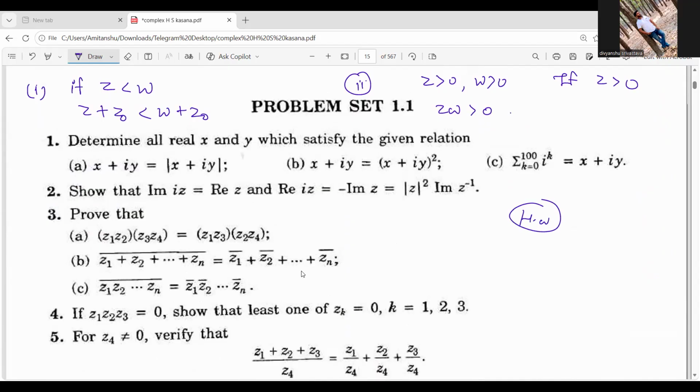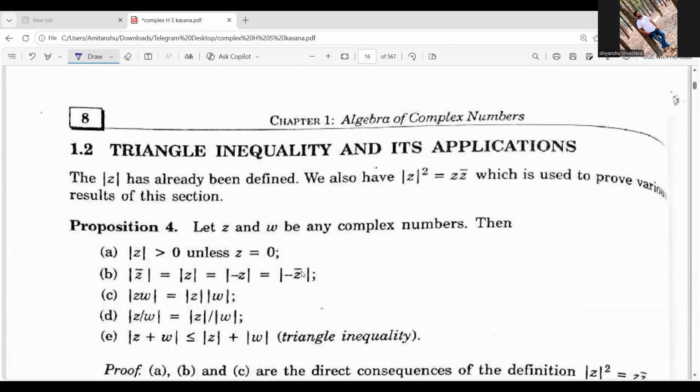Go and solve this. Now next thing is the triangular inequality and its application. So basically these things are very important. So now, first thing is to understand Z square, which is Z and Z conjugate. So let Z and W be any two complex numbers.